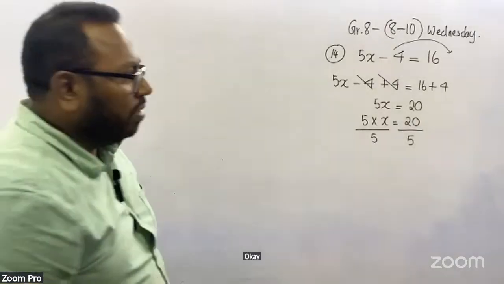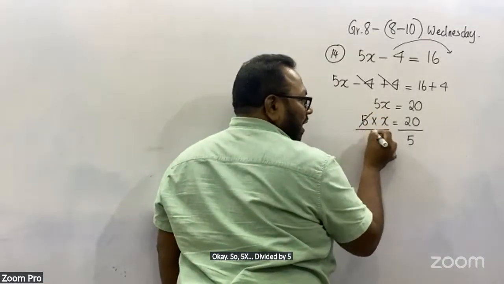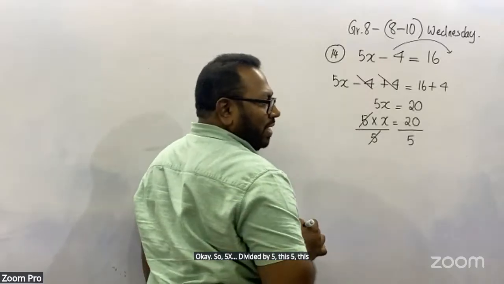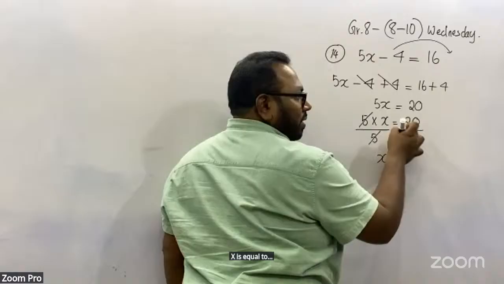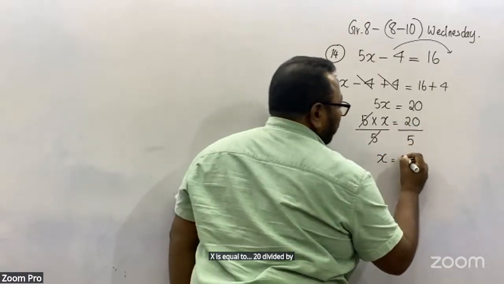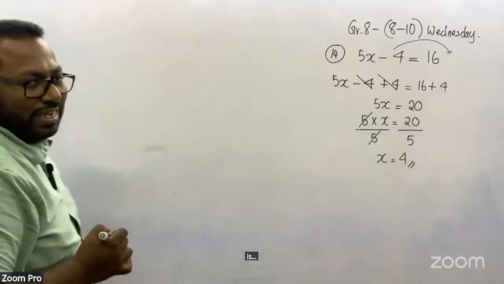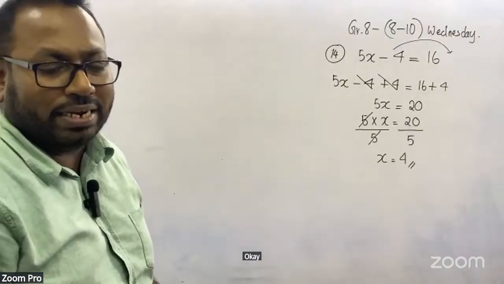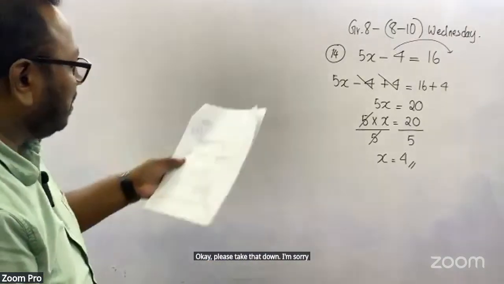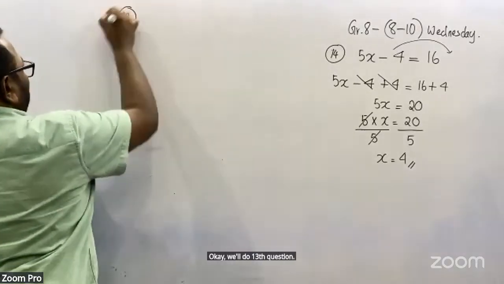Okay. So 5x divided by 5, this 5 will cancel. X is equal to 20 divided by 5 is 4. That's your final answer for question number 14. Okay, please take that down. I'm sorry about it. I missed the 13th question. Okay, we'll do 13th question now.